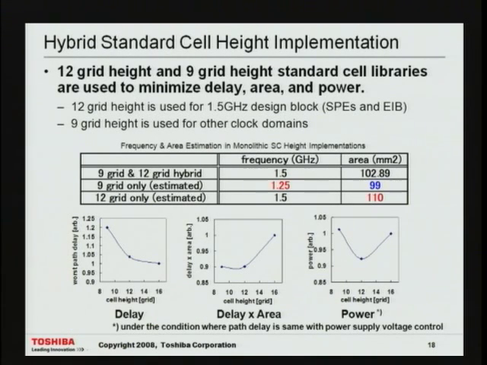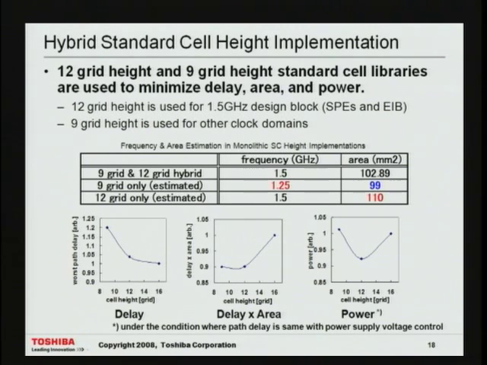The second backend design key feature is a hybrid standard cell height implementation. We used 12 grid cell height and 9 grid cell height standard cell libraries to minimize delay, area, and power. 12 grid height is used for the 1.5 gigahertz domain only, and 9 grid height is used for the other clock domains.